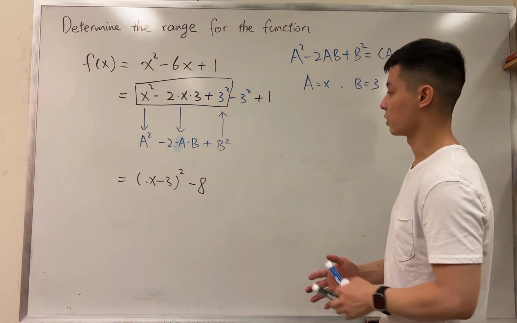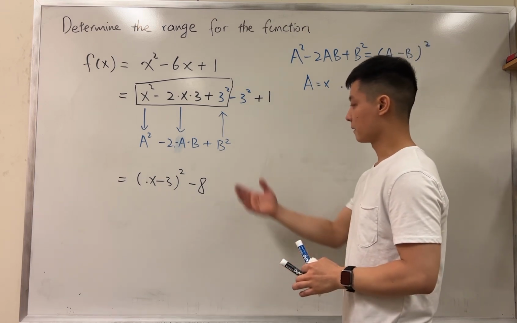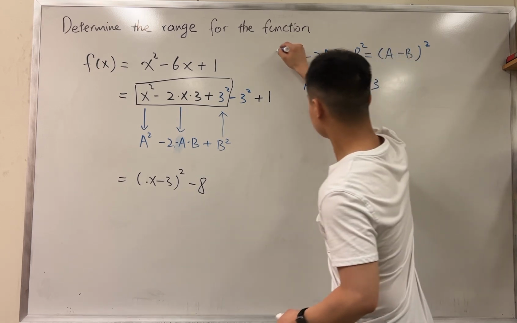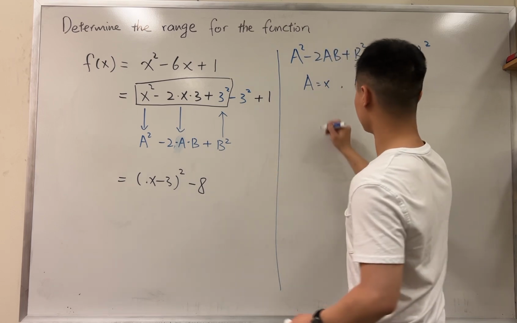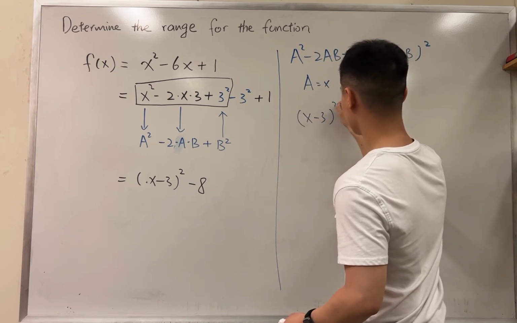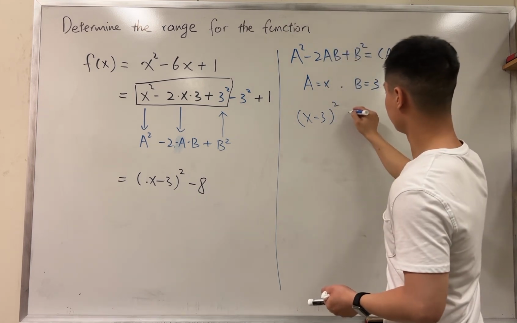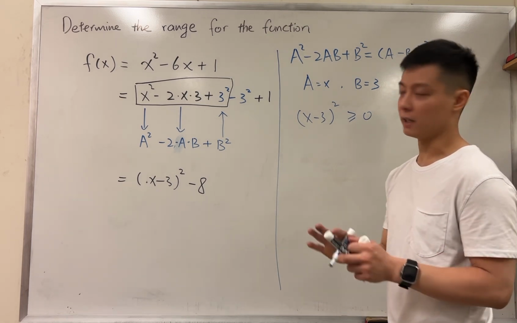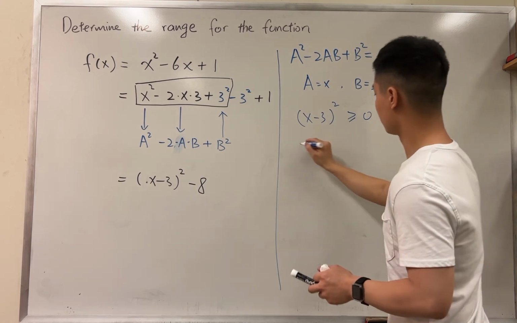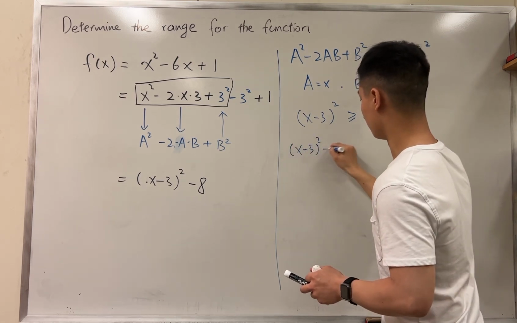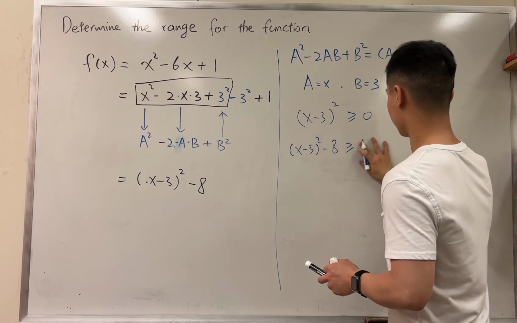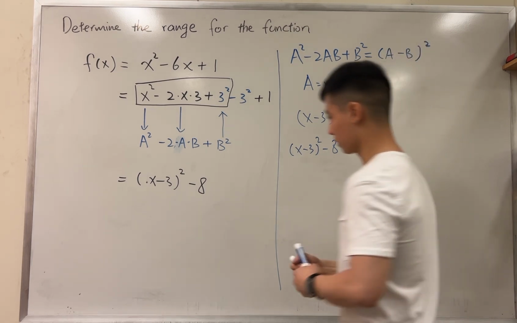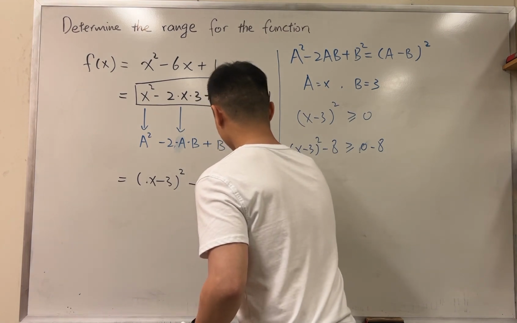Next, we will do some analysis to figure out what is the smallest output as well as the largest output. The first term here is (x minus 3) squared, a perfect square, which we know is always non-negative. So it's going to be greater than or equal to 0. And then next, we're going to subtract 8 on both sides of this inequality. So we have (x minus 3) squared minus 8 greater than or equal to 0 minus 8, which is just negative 8.